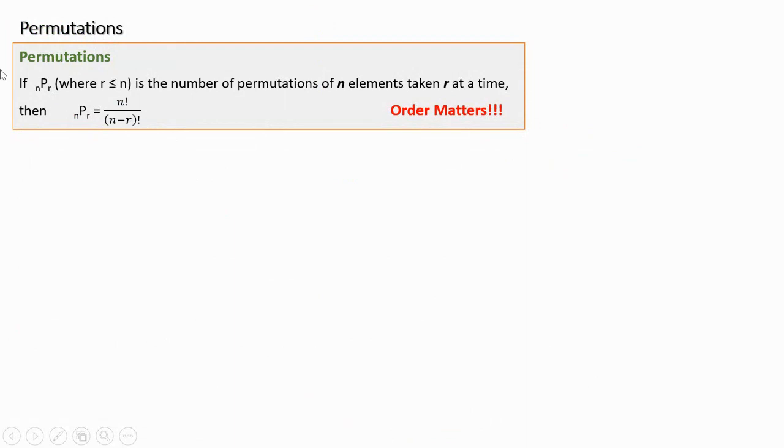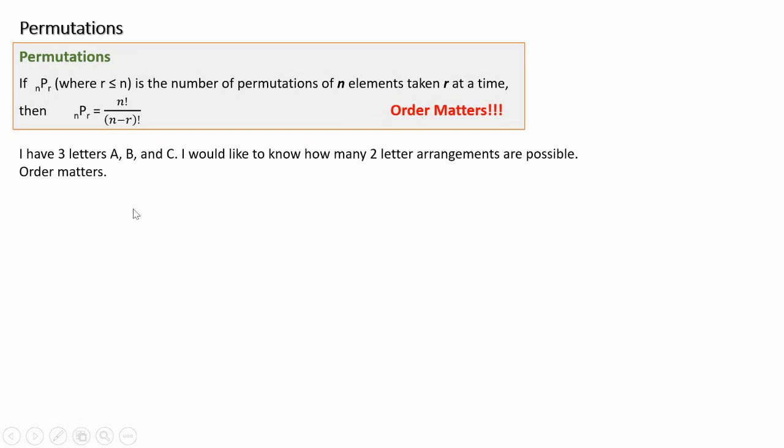Okay, now this is called permutations. If nPr, where r is less than or equal to n, is the number of permutations of n elements taking r at a time. So this is the formula for permutations. And here, guys, the order matters.